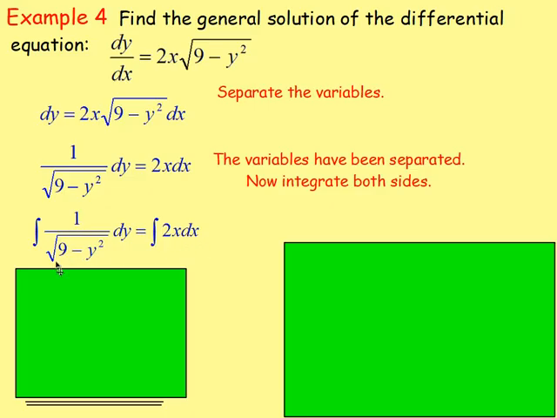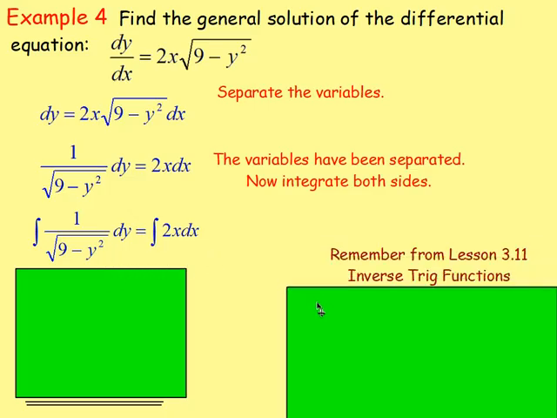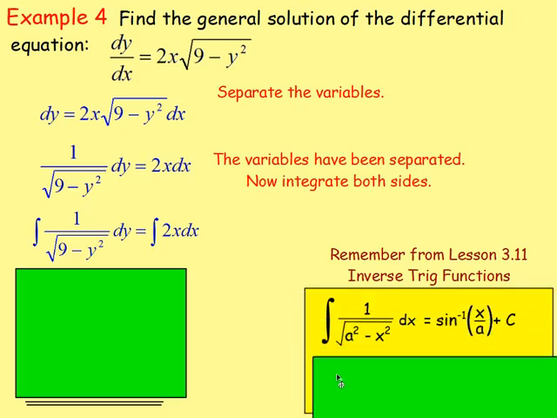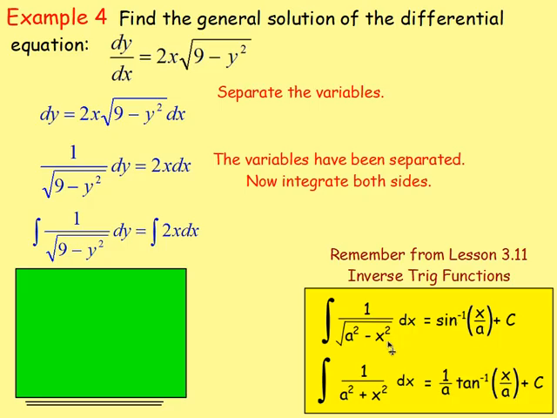If we are integrating 1 over the square root of 9 minus y squared with respect to y, help us out. Brilliant, well done. You have to think back to lesson 311, which was inverse trig functions, and we learned about these. So, if you integrate 1 over the square root of a squared minus x squared with respect to x, we'll get sine to the minus 1 of x over a plus c. We're wanting to apply that here.